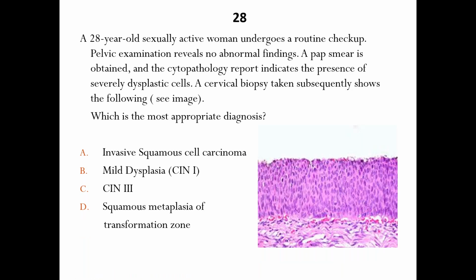A 28-year-old sexually active woman undergoes a routine checkup. Pelvic examination reveals no abnormal finding. A pap smear is obtained and a cytopathology report indicates the presence of severely dysplastic cells. A cervical biopsy taken subsequently shows the following. So what is the diagnosis? So for them to appreciate the full thickness involvement of the epithelium, CIN3.